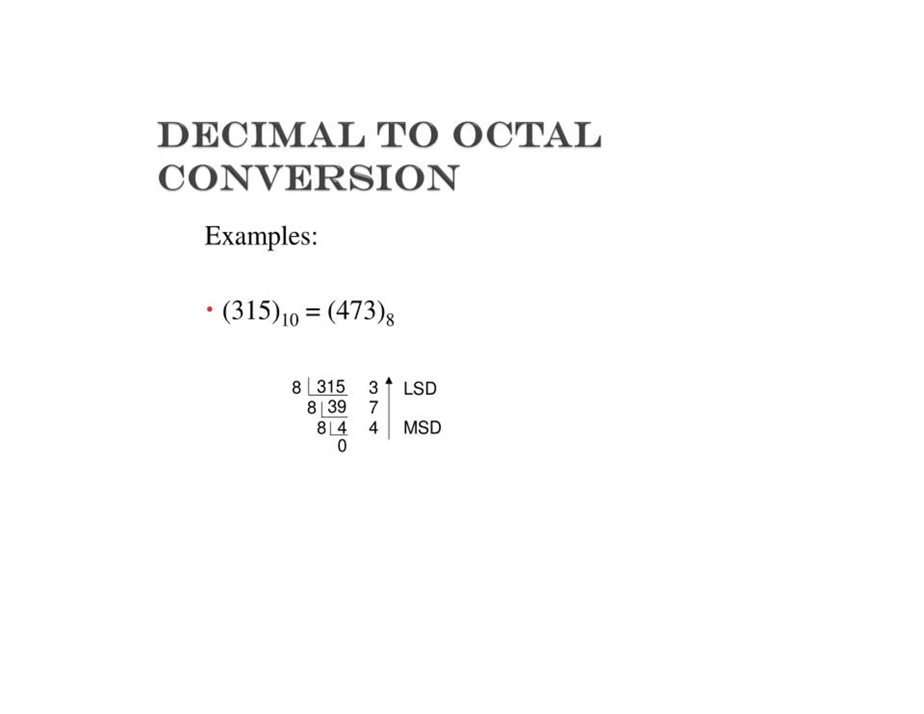So we divide the number 315 by 8 and the remainder is noted down, which is 3. And again the quotient, that is 39, is divided by 8. We note down the remainder 7, and again the quotient is divided by 8, and we note down the remainder, that is 4, and the quotient becomes 0. So we will stop the division and we will note down the remainders from downward to upward, that is 473, which is the octal number after conversion.